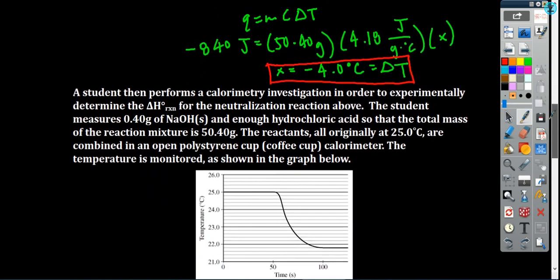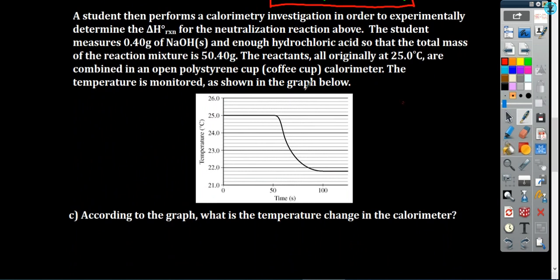As you look at the second part, it says a student then performs a calorimetry investigation in order to experimentally determine the delta H of the reaction for the neutralization reaction above. The student measures 0.40 grams of sodium hydroxide, so the amount that we use in the part above, and enough hydrochloric acid, so the total mass of the reaction mixture is 50.40 grams, again, like above. The reactants, all originally at 25 degrees Celsius, are combined in an open polystyrene cup, a coffee cup calorimeter. The temperature is monitored as shown in the graph below. Take a moment, examine.